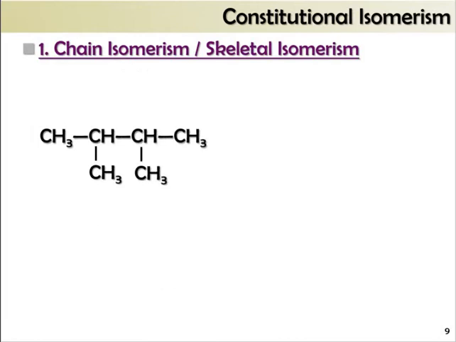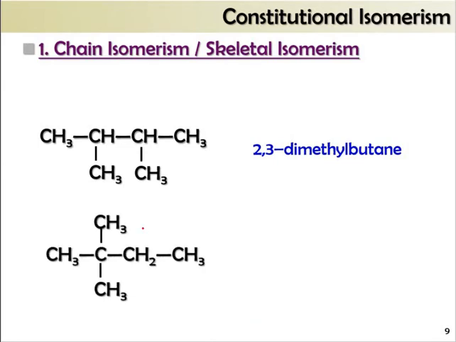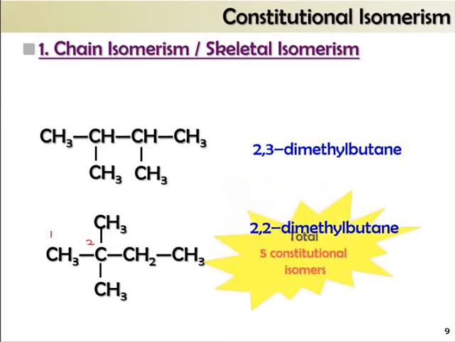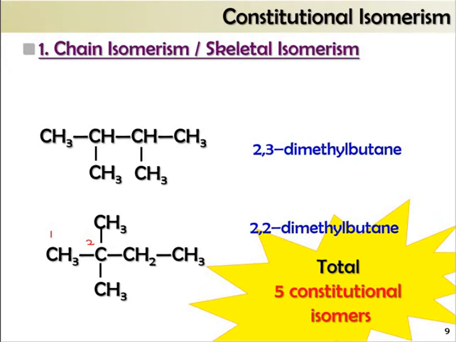And then kita letak 4 carbon as the longest chain. Okay, the CH3 group at carbon number 2 and 3, so it become 2,3-dimethyl butane. Okay, and then if we put the CH3 group at the same carbon, okay, here is carbon number 2, so it become 2,2-dimethyl butane. Okay, so total we have how many? We have 5 constitutional isomers.